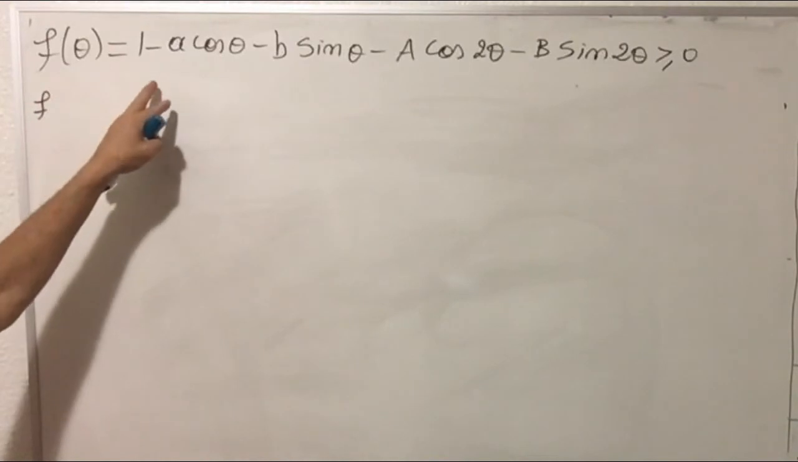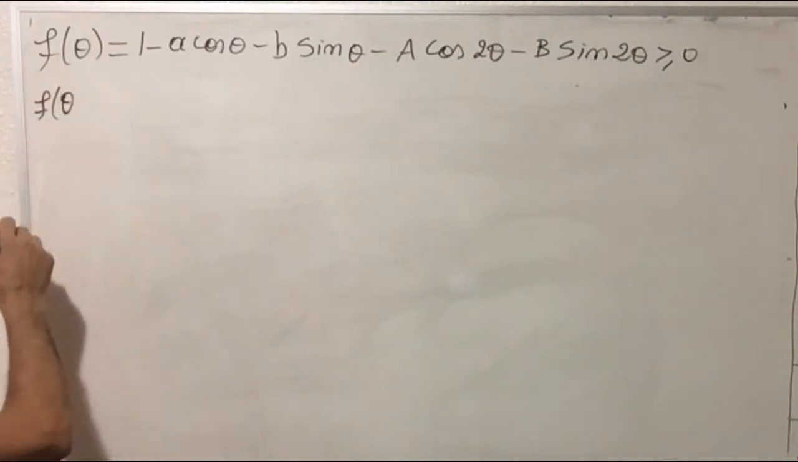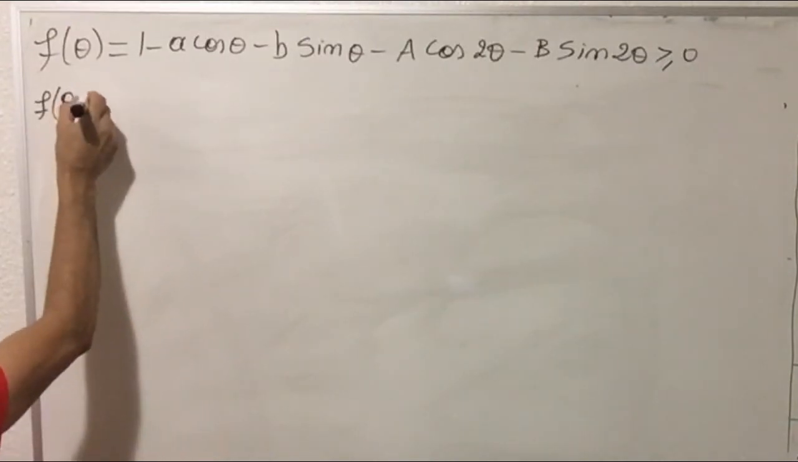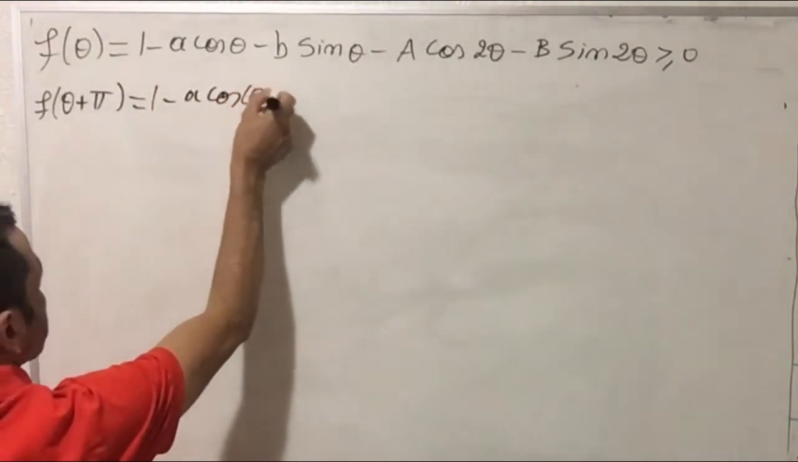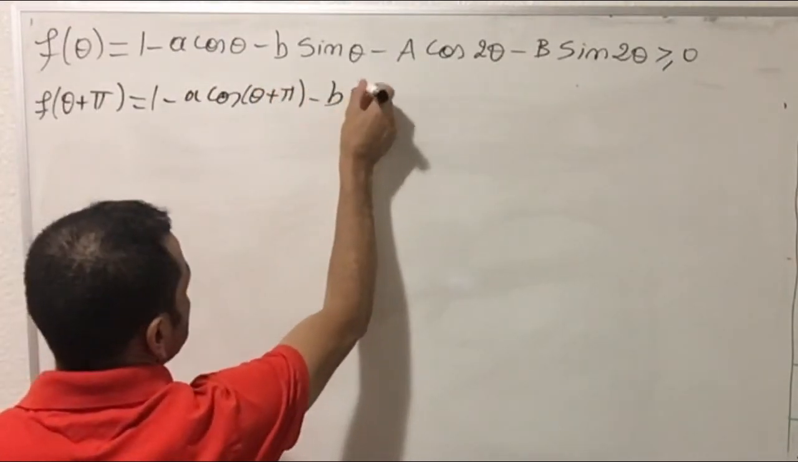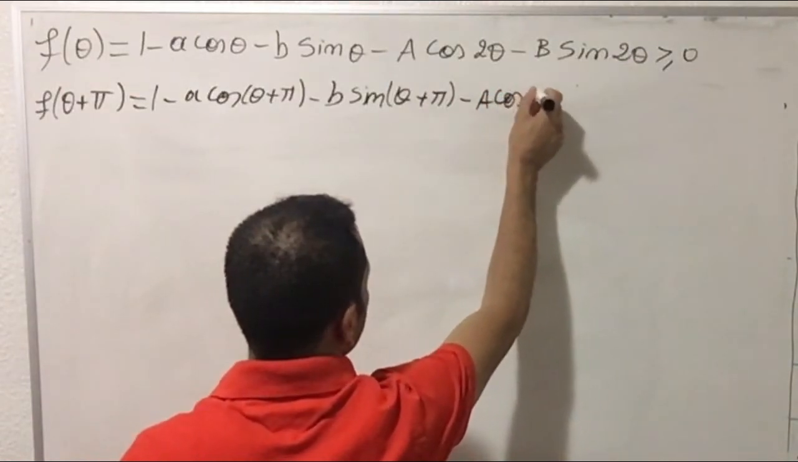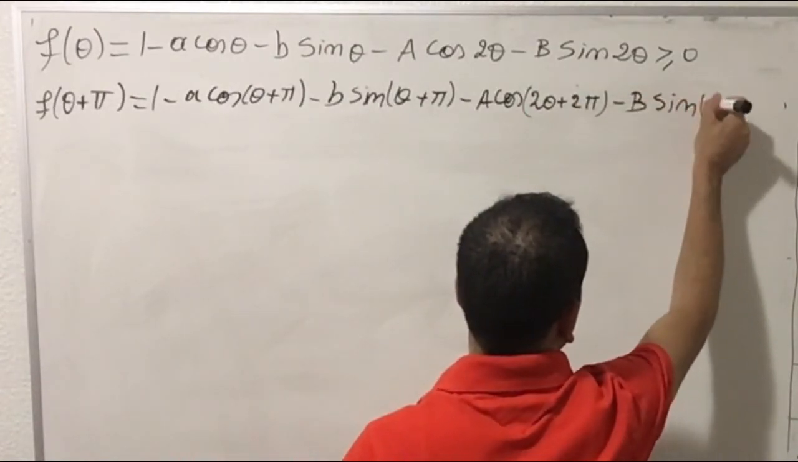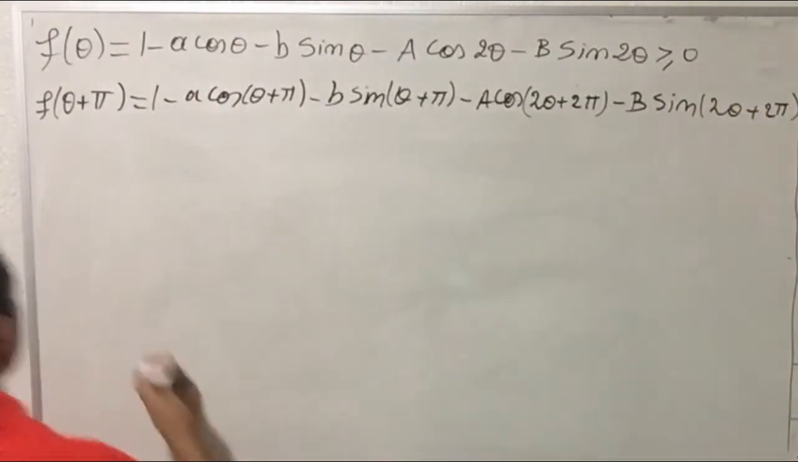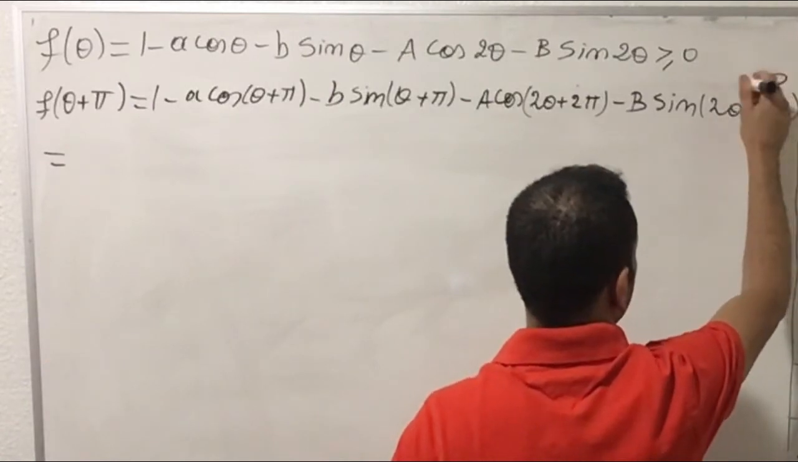So I have f of theta equal to 1 minus a cosine theta minus b sine theta minus capital A cosine 2 theta minus capital B sine 2 theta, superior or equal to 0. I'm going to evaluate f of theta plus pi to see what the expression is. So I will have 1 minus a cosine of theta plus pi, minus b sine of theta plus pi, minus capital A cosine of 2 theta plus 2 pi, minus capital B sine of 2 theta plus 2 pi. This is always superior or equal to 0.